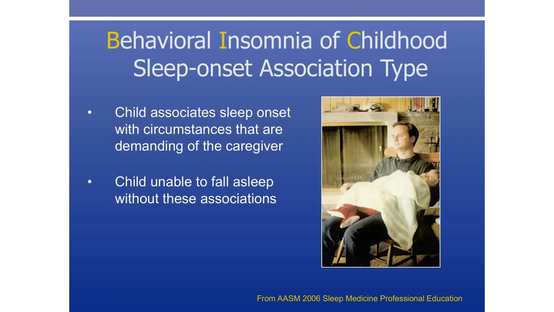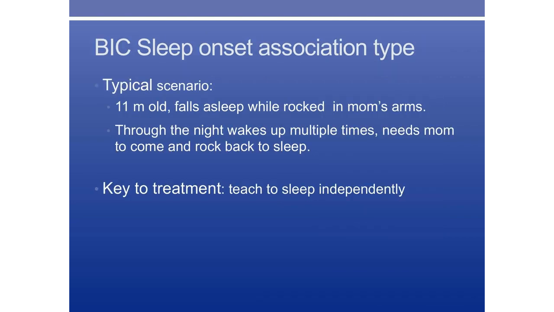Behavioral insomnia of childhood, sleep onset association type, basically means that the child is used to falling asleep in a certain way that demands the caregiver be present. When the child wakes up normally during the night and the parent is not there, the child will demand the same things to happen, and has no difficulty falling back to sleep when those demands are fulfilled. The typical scenario is an 11 month old who falls asleep while rocked in his mom's arms, then wakes up multiple times during the night and needs his or her mom to come and rock the baby back to sleep. You've probably seen that in your children.